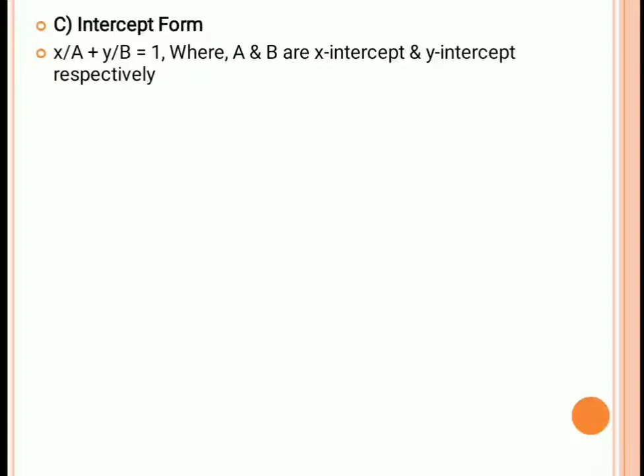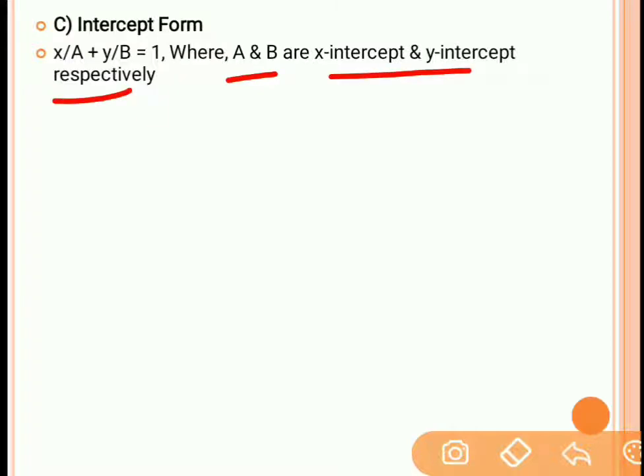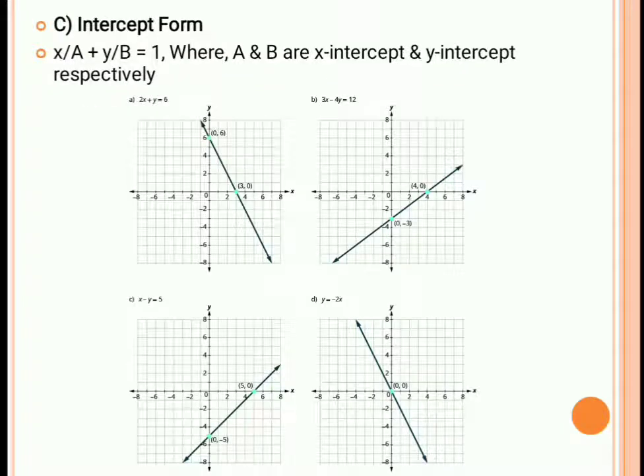The next format for the equation of a line is x/a + y/b = 1, where a and b are the x-intercept and y-intercept respectively. What are the x-intercept and y-intercept? To understand this, consider the 4 examples given over here.